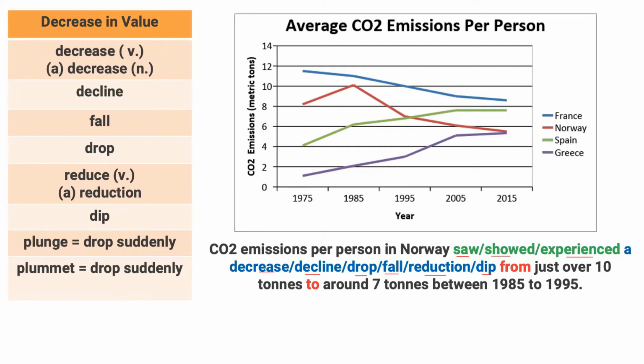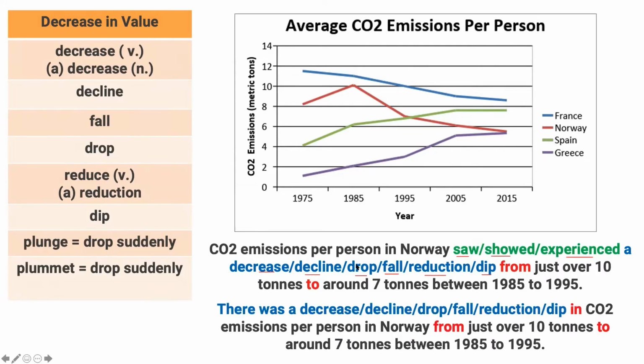They're pretty much all the same except for reduce and reduction. And we can really do without those 3 verbs that we see here by using was. So there was a decrease, decline, drop, fall, or reduction, or dip in CO2 emissions, and of course we have our from and to. So just make sure you're well aware that these 2 things are very similar. You're just changing the way you use verbs and nouns.